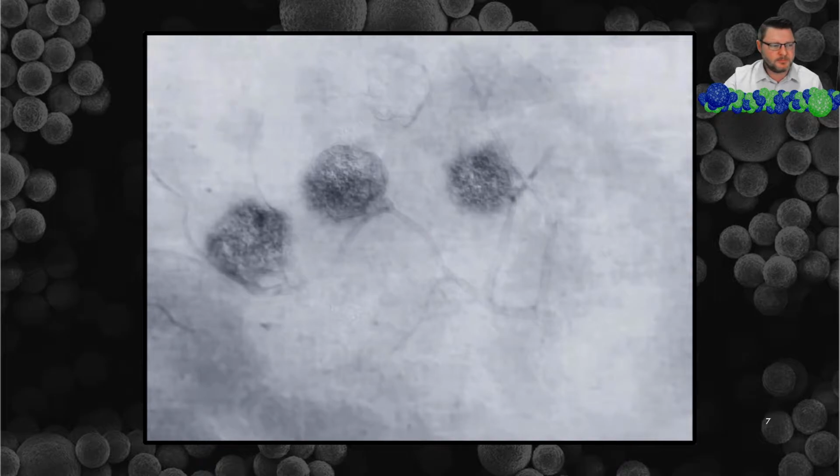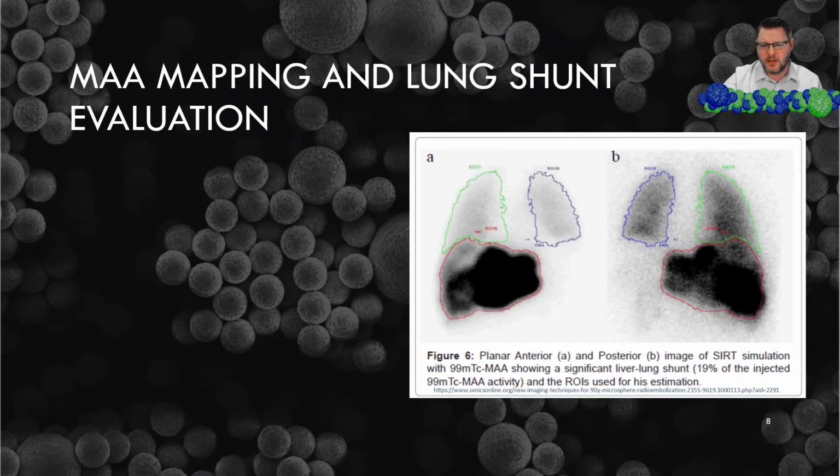Pretty interesting. This is an image of a MAA mapping. You can see the liver. You can also see lungs. Another reason we do the mapping, not only is it a practice run for the treatment, it also tells us lung shunt. Naturally in the liver there's capillary shunting, and you can inject and it can miss the capillary beds completely and go to the lungs.